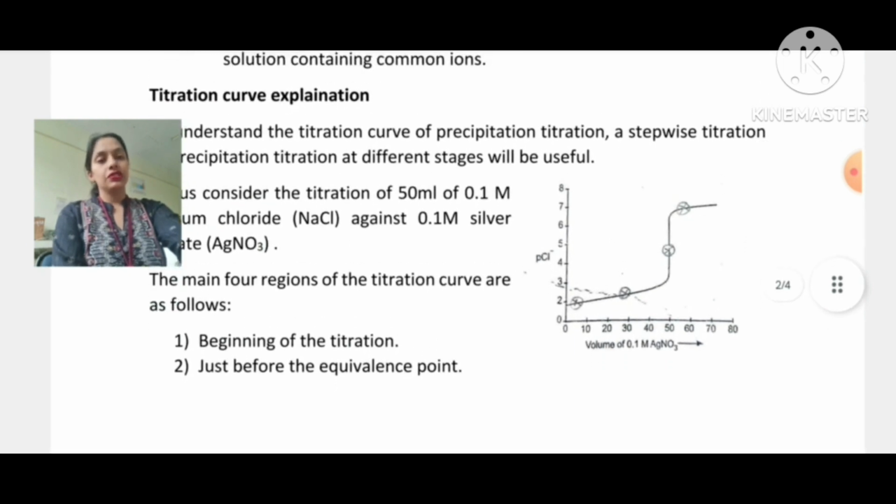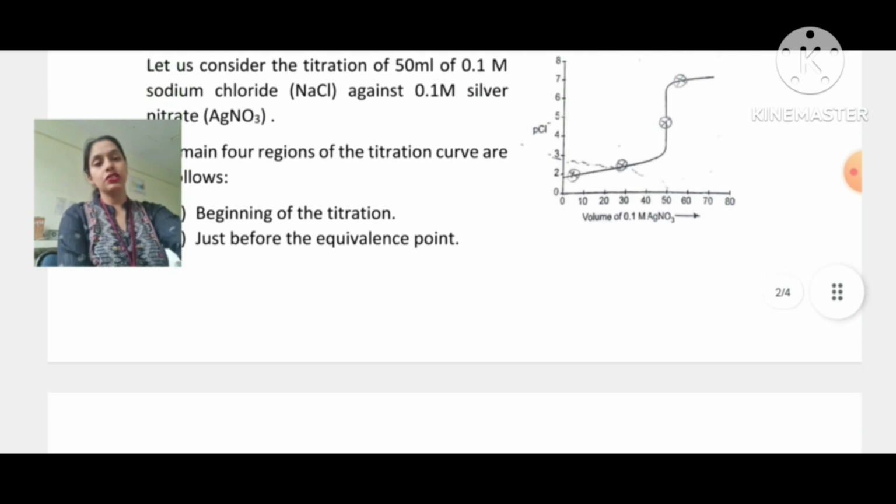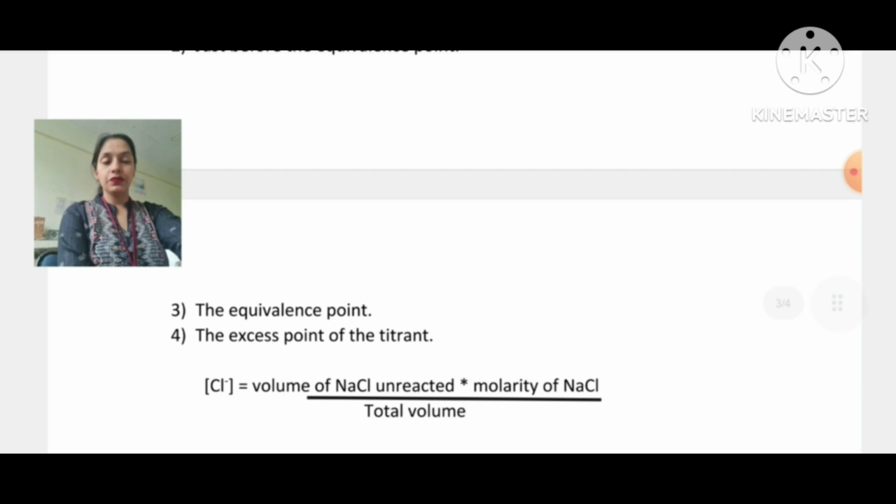The main four regions of the titration curve are: first, the beginning of the titration, when we just start adding silver nitrate to the chloride solution; second, just before the equivalence point; third, at the equivalence point; and fourth, after the equivalence point, that means the excess of the titrant.